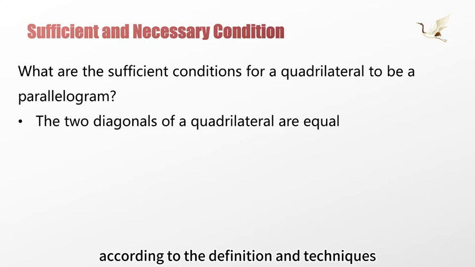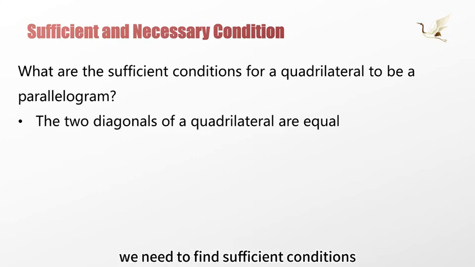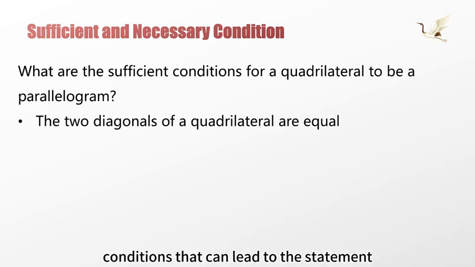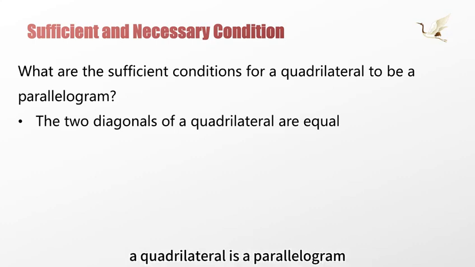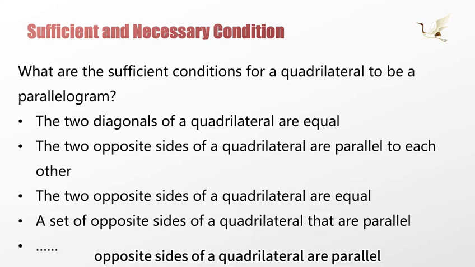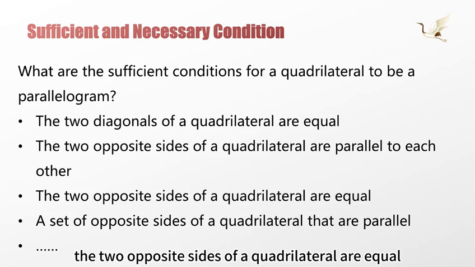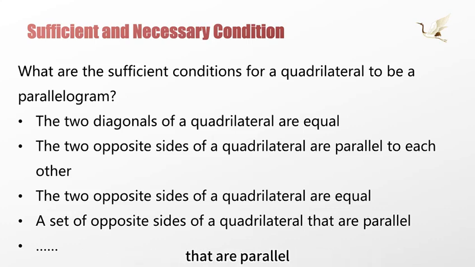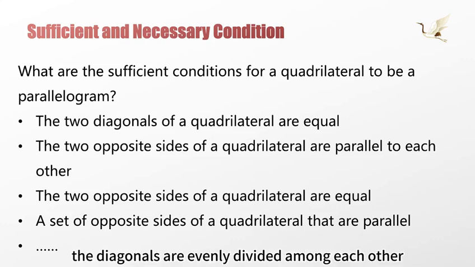According to the definition, we need to find sufficient conditions for a quadrilateral to be a parallelogram. That is, we need to find conditions that can lead to the statement a quadrilateral is a parallelogram. What other conditions can we find? For example, the two pairs of opposite sides of a quadrilateral are parallel to each other. The two pairs of opposite sides of a quadrilateral are equal. One pair of opposite sides of a quadrilateral is parallel and equal. The diagonals bisect each other, and so on.